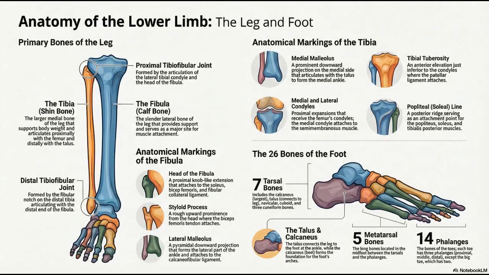What else? Then you have the fibularis longus, the extensor digitorum longus, and the fibular collateral ligament, or the LCL. The LCL. That ligament is the main strap preventing your knee from buckling outward. It runs from the femur down to the head of the fibula.